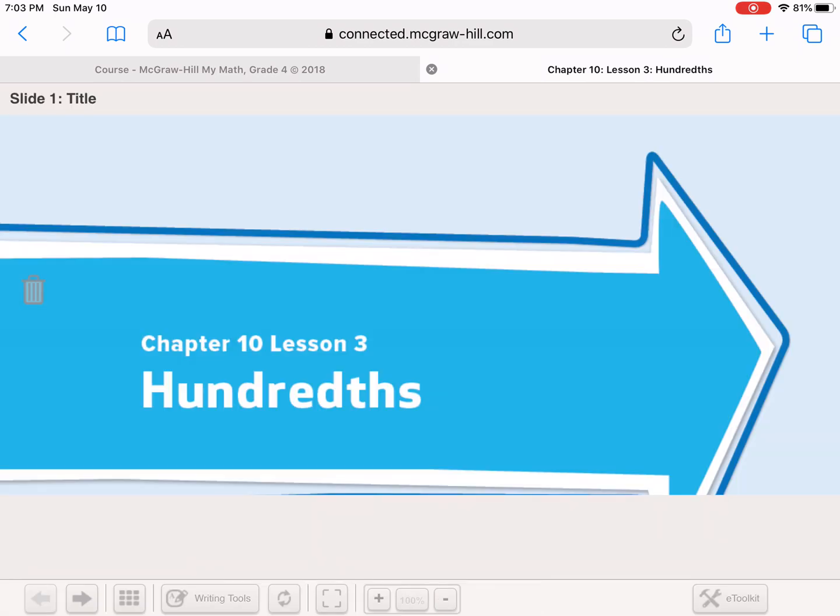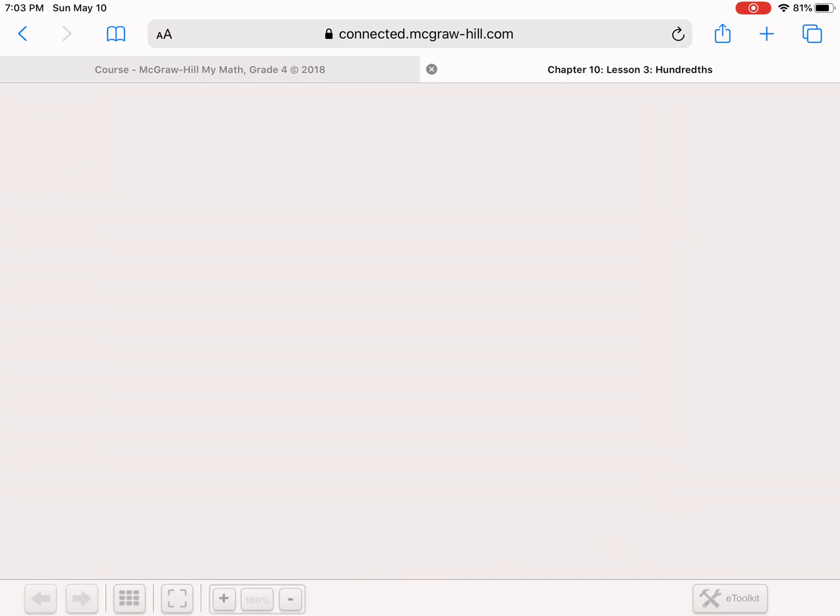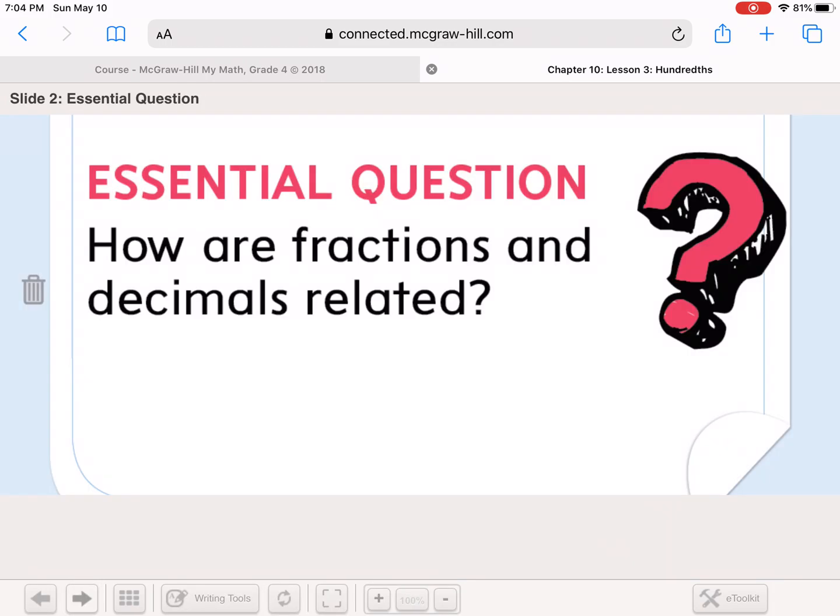Okay, moving on. Chapter 10, lesson 3, hundredths. Did I tell you I love tenths and hundredths? I do. I love it. I love tenths and hundredths. Okay. How are fractions and decimals related? Because they're both parts of a whole.